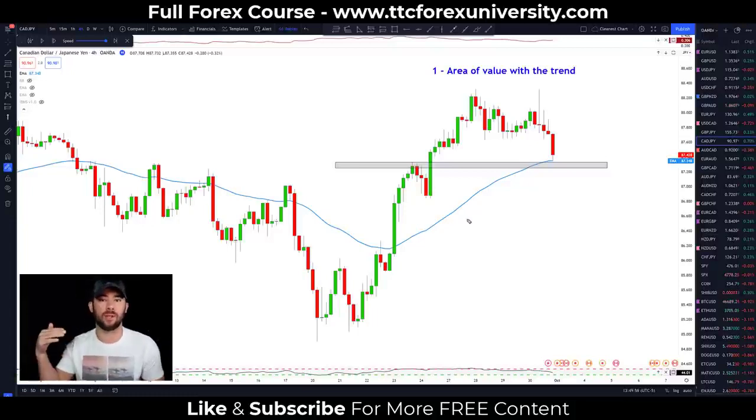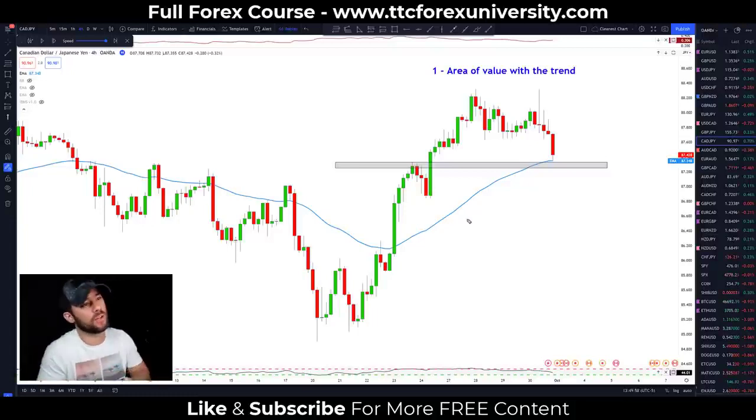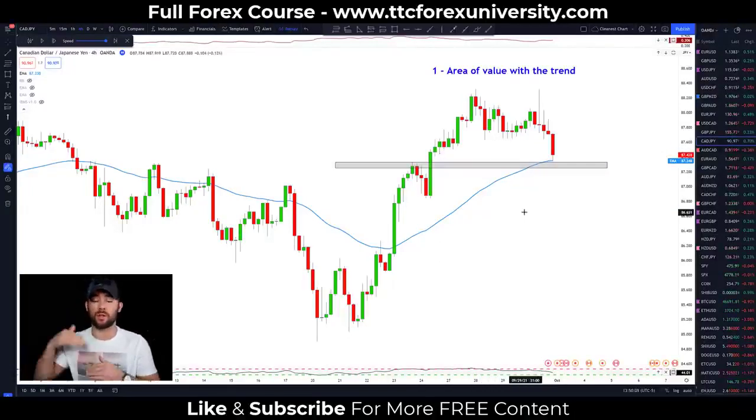If price is above it, we're looking at that as an uptrend. If price is below it, we're looking at that as a downtrend. So we want to be in line with our trend. If we're above the 50-period moving average, we want to look for long trades using our candlestick pattern. We're also looking for this to combine with an area of value.